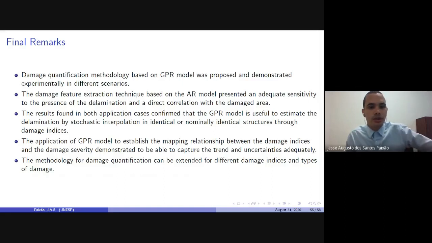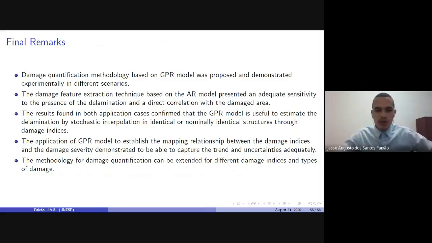Although the autoregressive model has been extensively applied for vibration data, it has not been explored for Lamb wave signals, so this is one of the contributions of this work. And we demonstrated that it could be used for damage detection and damage quantification. The results found in both application cases confirmed that the GPR model is useful to estimate the delamination size by stochastic interpolation in identical and nominally identical structures through the damage indices extracted from Lamb wave signals.